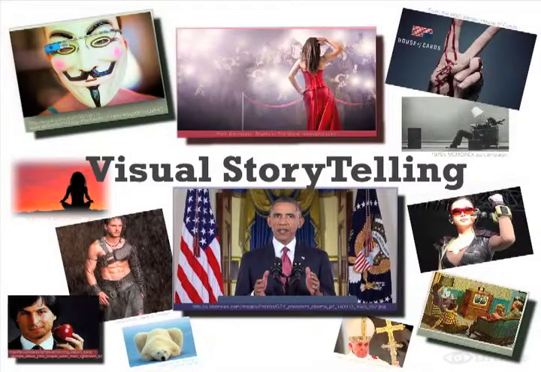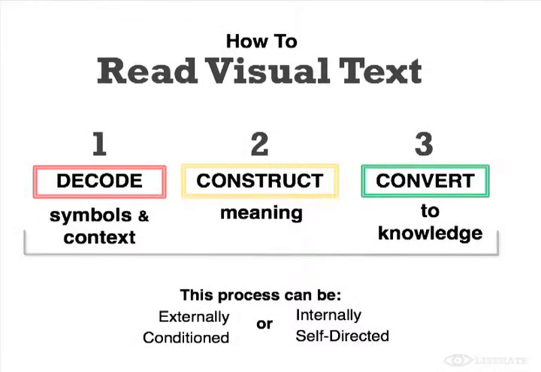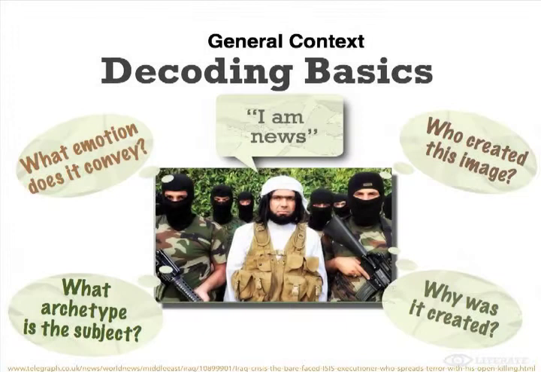So if we look at visual storytelling and the modern images that we are all literate in, we can see that by deconstructing it, there is more information that we can extract by looking at the components of the images rather than the image itself. So how do you do this? You read visual text by first decoding the symbols and the context in order to construct the meaning and then convert that into knowledge. What is not necessarily known or examined is that this can be externally conditioned or internally self-directed. So let's take a look.